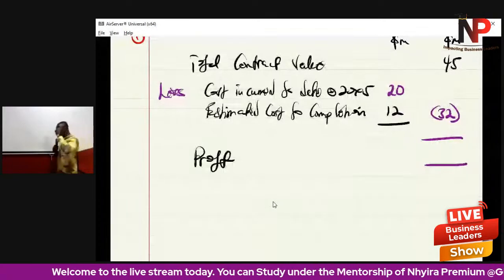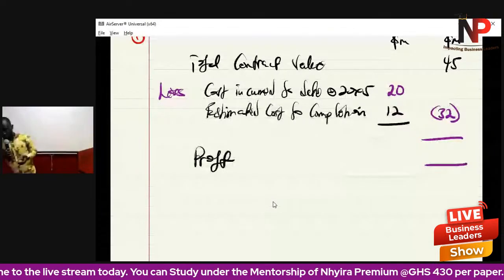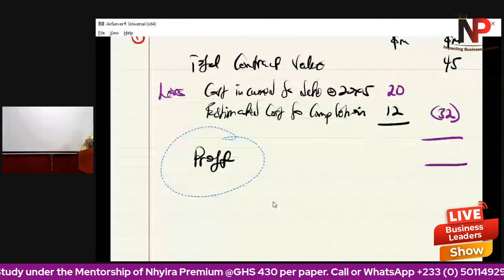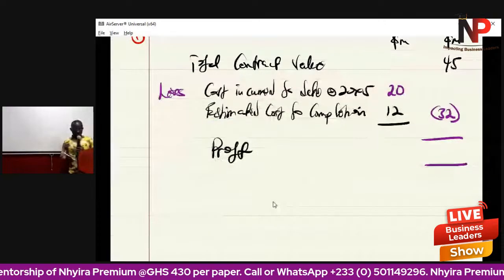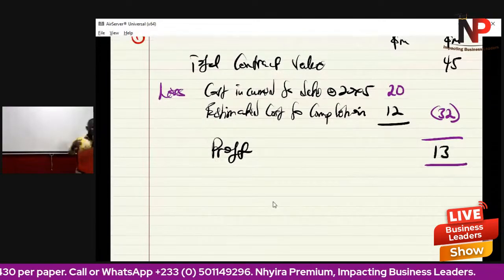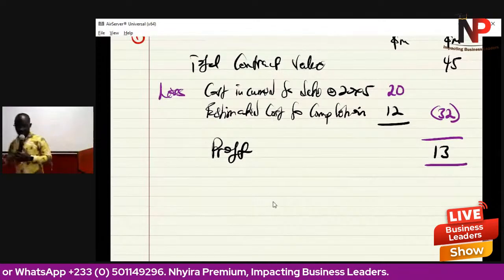So we less that, and the contract is resulting into a profit. So if we check it up, 45 less 32, that's going to be around 13. So the contract profit is 13.